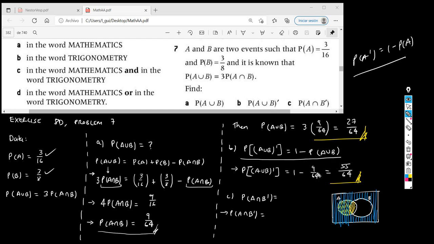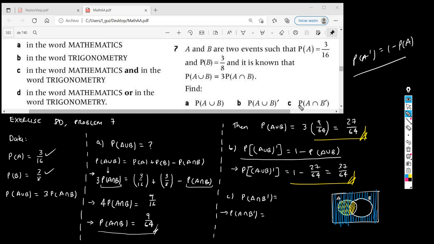This number should be 27 over 64 because it's the probability of A or B. Yes, it's going to be this number. Therefore, this is also wrong. And this number should be, let me check that out, 37 over 64. So that is the answer for the second question, right here.